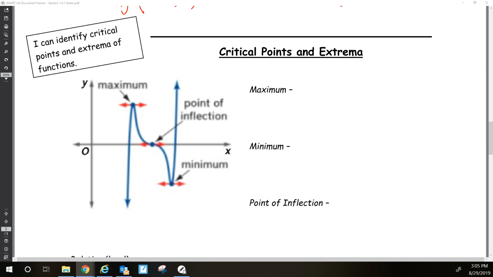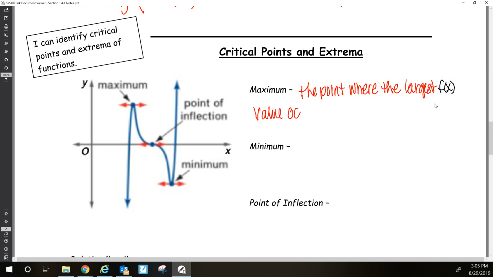Remember, a maximum point would be the point where the largest f of x value occurs on the graph of a function.